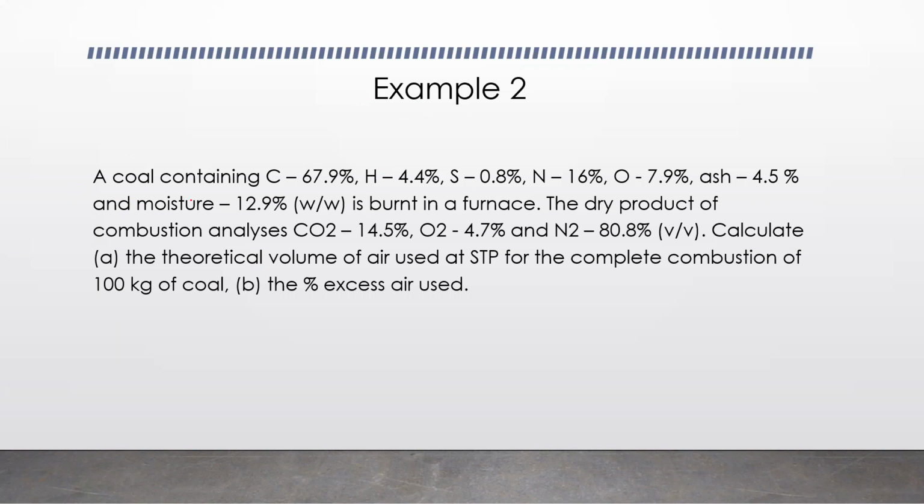All right. So let's go on to example number 2. A coal containing carbon 67.9%, hydrogen 4.4%, sulfur 0.8%, nitrogen 1.6%, oxygen 7.9%, ash 4.5%, and moisture 12.9% in weight percent. All these things are given in weight percent.